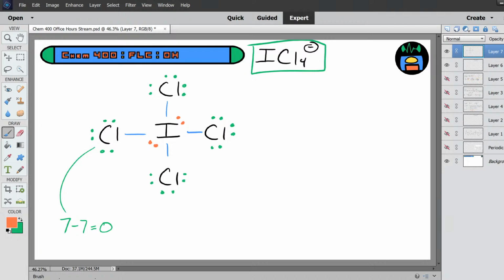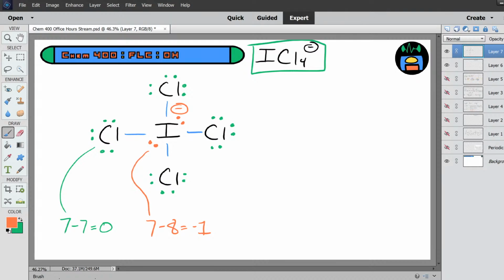Now let's go ahead and do iodine. Iodine, when it's neutral, has 7. In this structure, it has 4 electrons, so that's 4 plus 1 per bond, so that's 8. 7 minus 8 is -1. So the formal charge for iodine is -1.